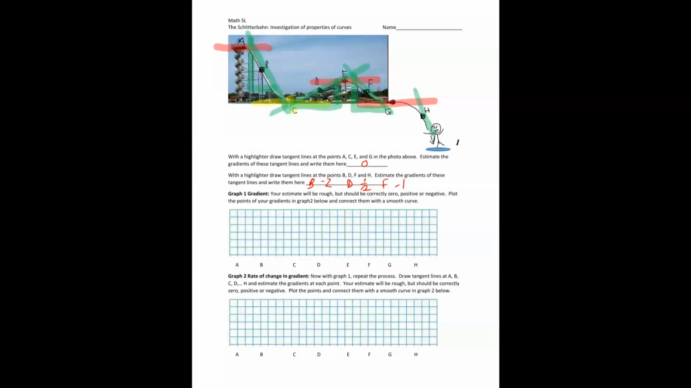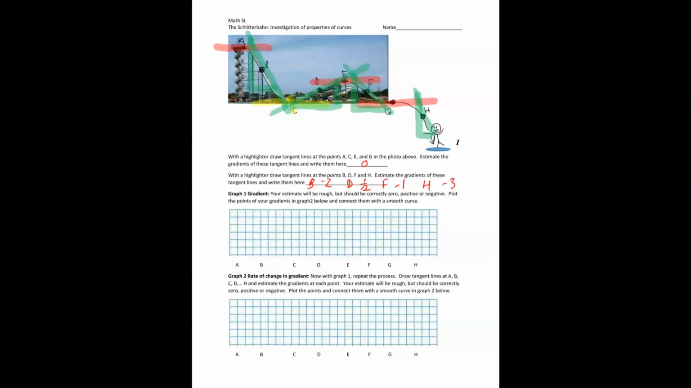Finally, H. H looks very steep. Maybe it's going 3 down, 1 over. So that would be about a -3, maybe. Okay? All right.